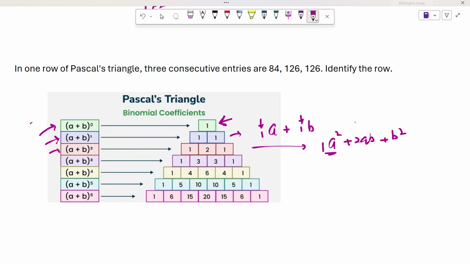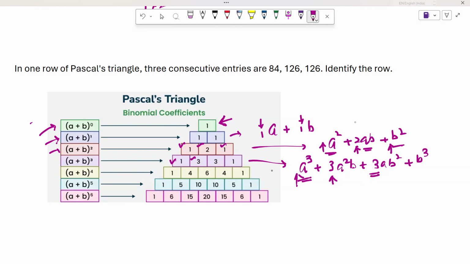So the coefficient of a square is 1. The coefficient of ab is 2, means the coefficient of the second term is 2, and then the coefficient of the third term, that is b square, is 1. Simple. Then a plus b raised to power 3. So this is a cube plus 3a square b plus 3ab square plus b cube. Okay, so the coefficient of the first term is 1, the second term is 3, the third term is 3, and the fourth term is 1.